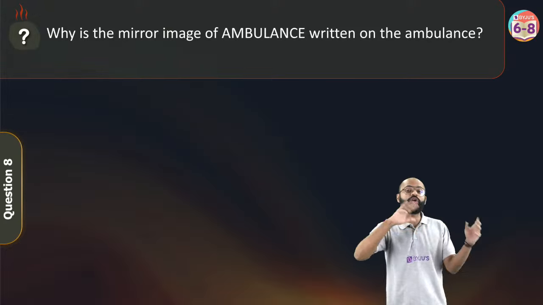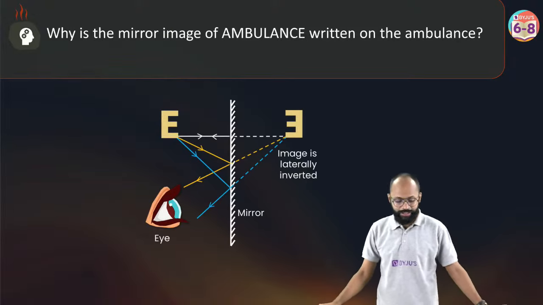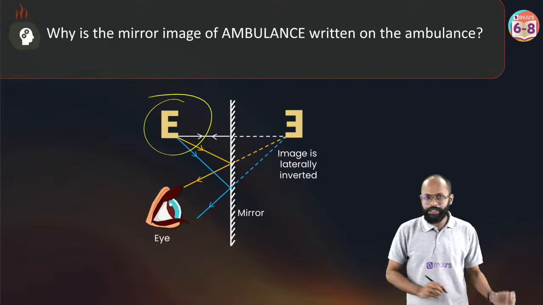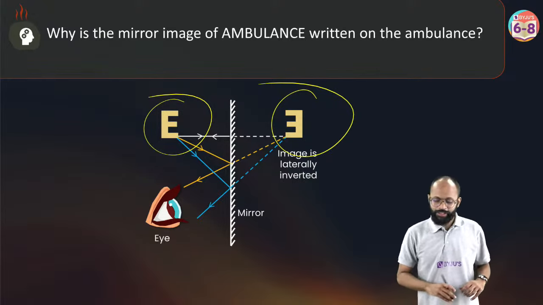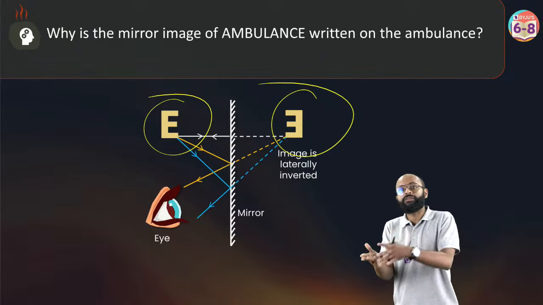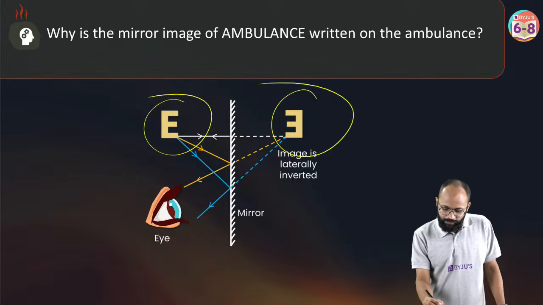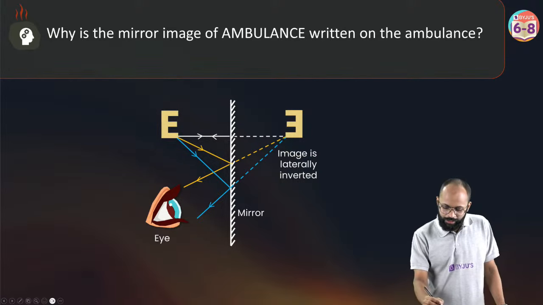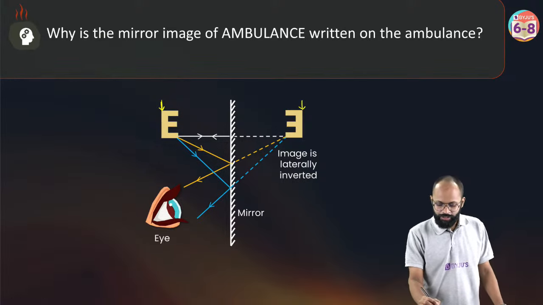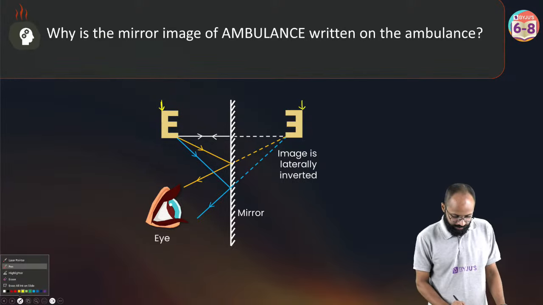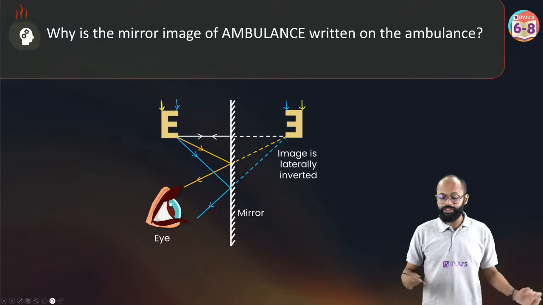Nice. Very good. Because of lateral inversion. The answer is lateral inversion. E inside the mirror looks like this. Why? Because, sir, these letters are getting laterally inverted. You can say right becomes left, left becomes right. Sir, what is the meaning of this? Your left is becoming your right in the image, and your right is becoming your left in the image.